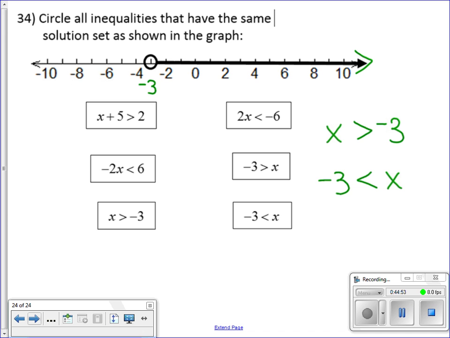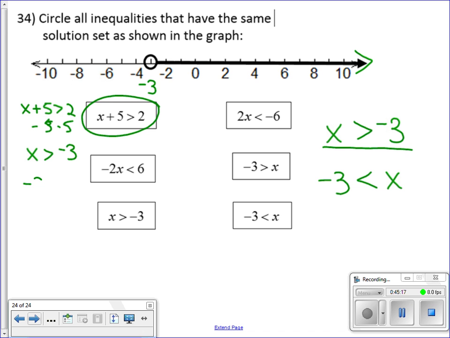This does not work. Oh, actually, wait a minute, maybe it does. Hold on a minute. I'm saying it doesn't work, but it might. Let me do the math, and let me make sure. x plus 5 is greater than 2. So if I subtract 5 from both sides, that gives me x is greater than negative 3. Is that this over here? It sure is. That means that this is correct. Look at that. I almost didn't put that down because I wasn't thinking.